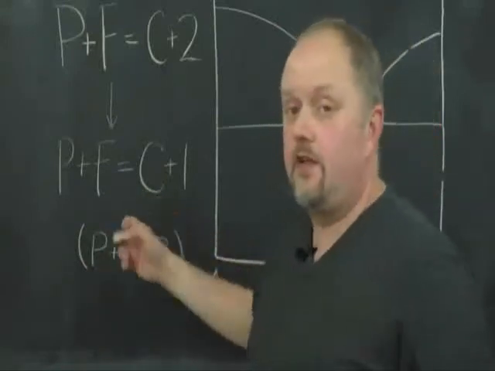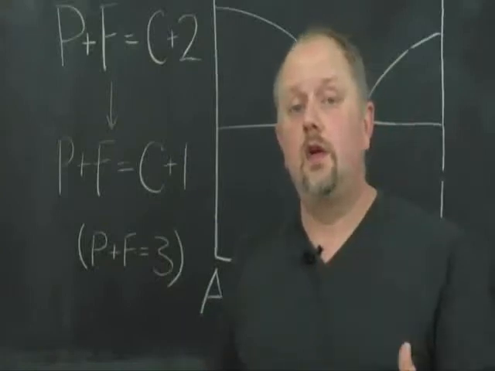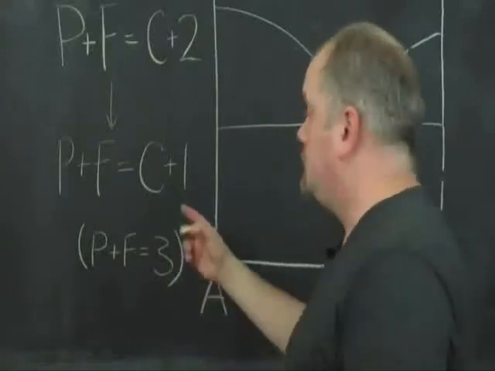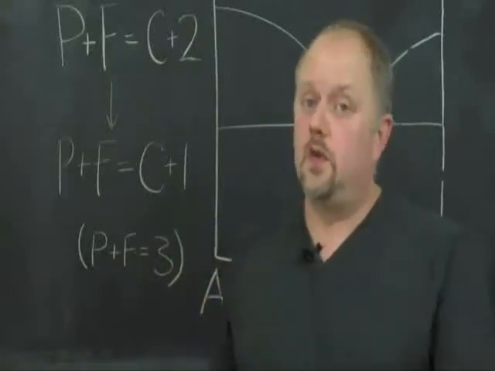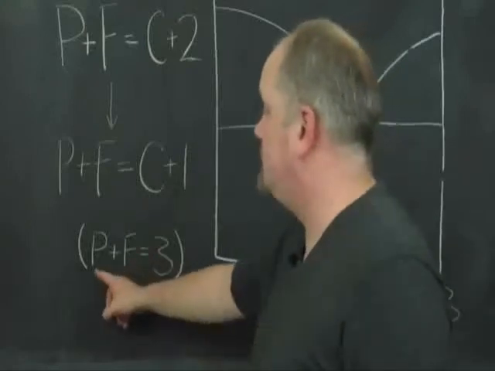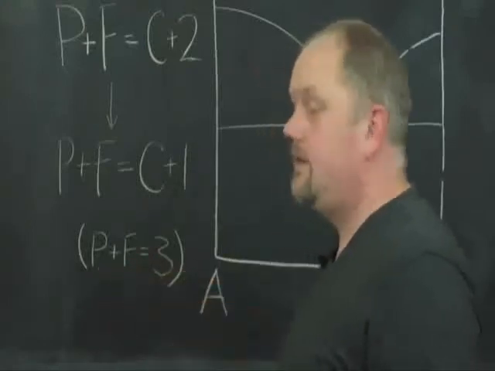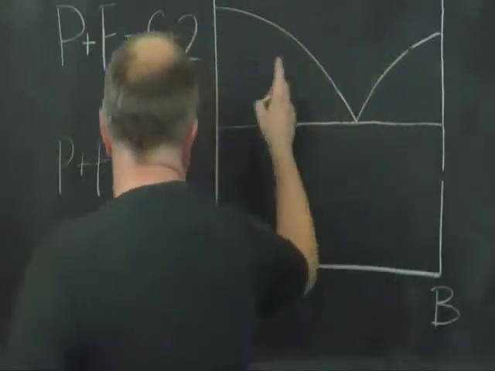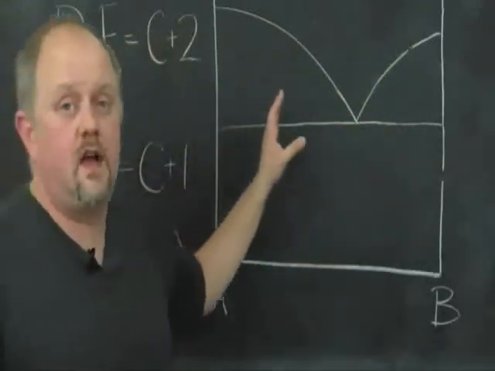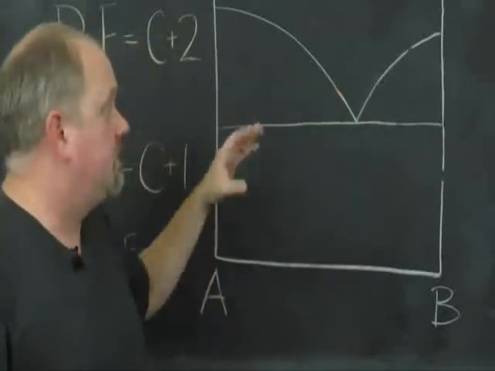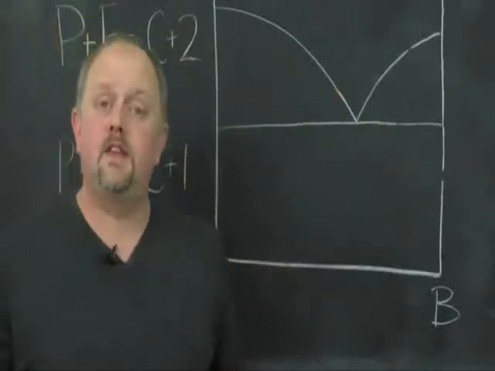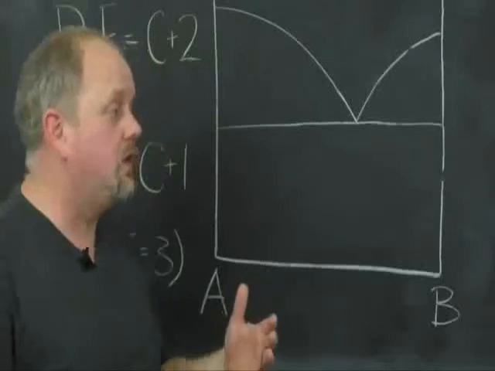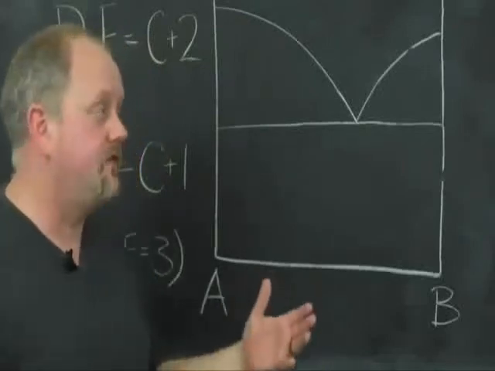But this simplifies further for us because in our systems, we're only looking at binary systems. And so C is always going to be 2 because we've got 2 components. So therefore, this simplifies even further for us. P plus F equals 3. So the idea of this is that we can look at any point on our phase diagram and determine whether it makes sense, because we can know what the conditions of equilibrium should be at every point.